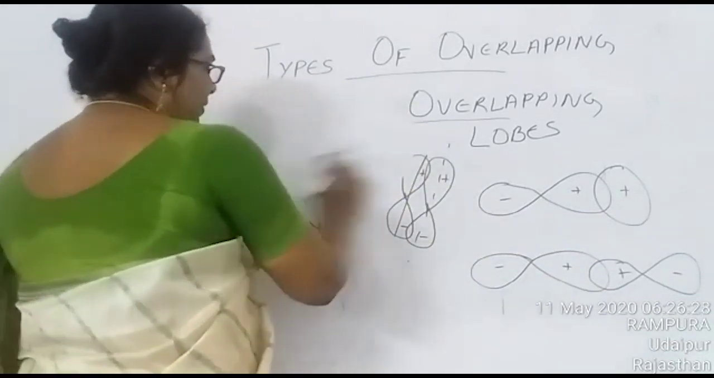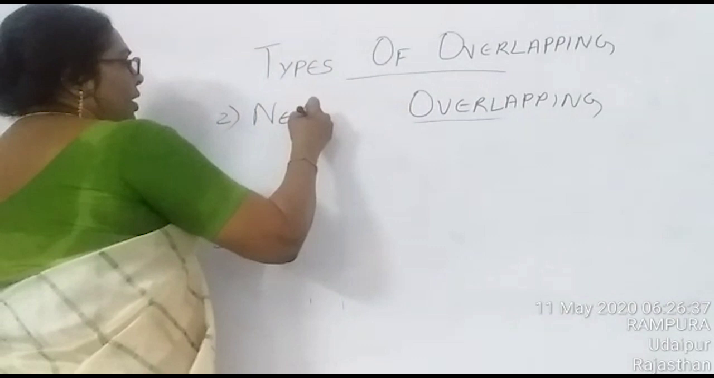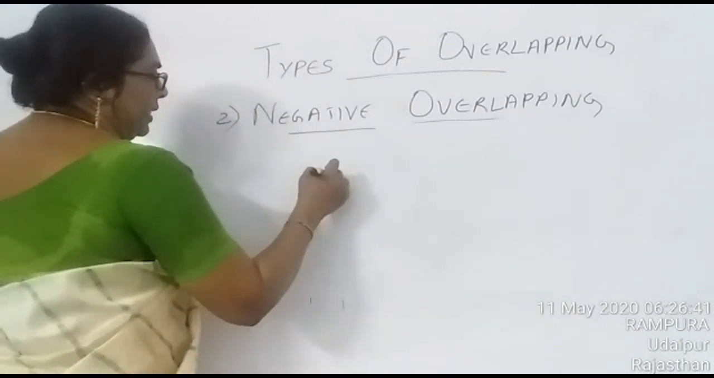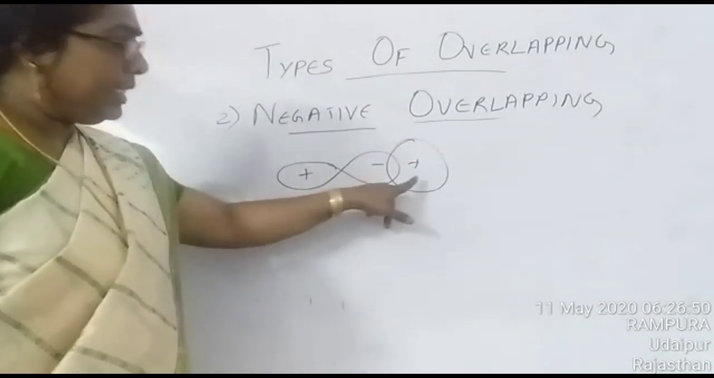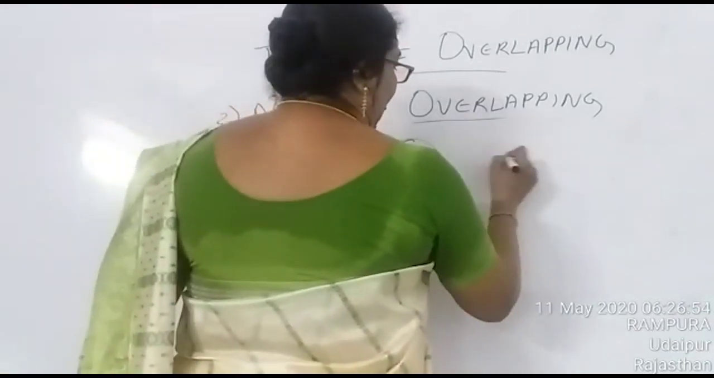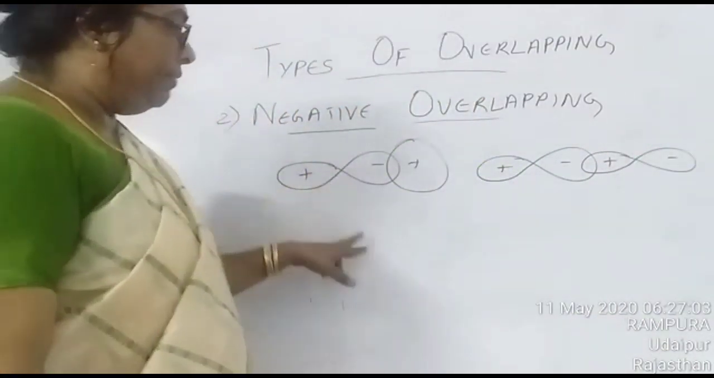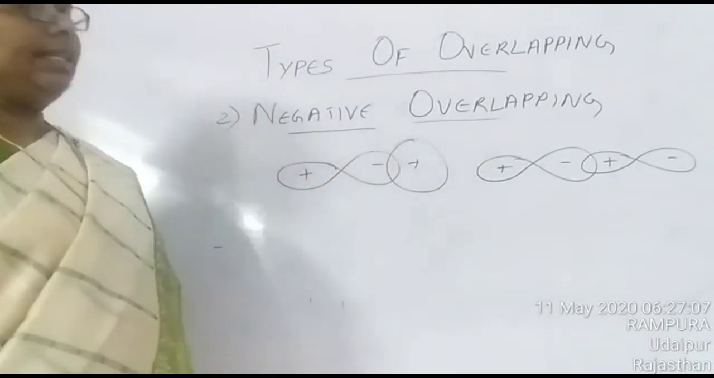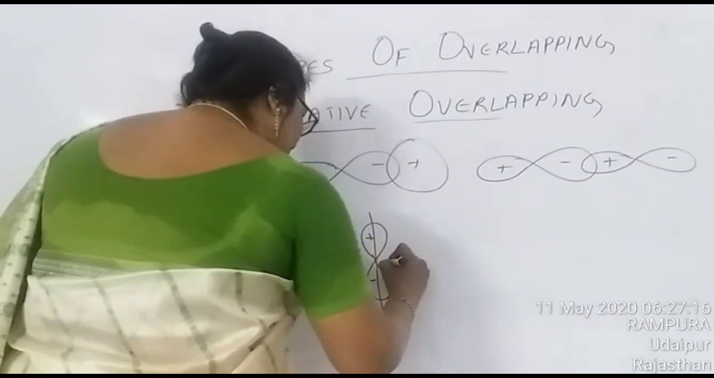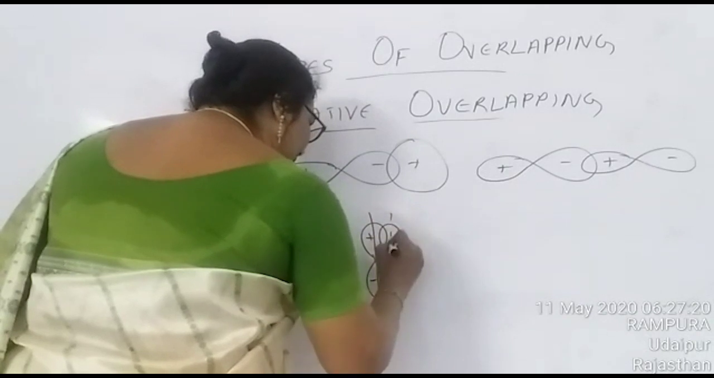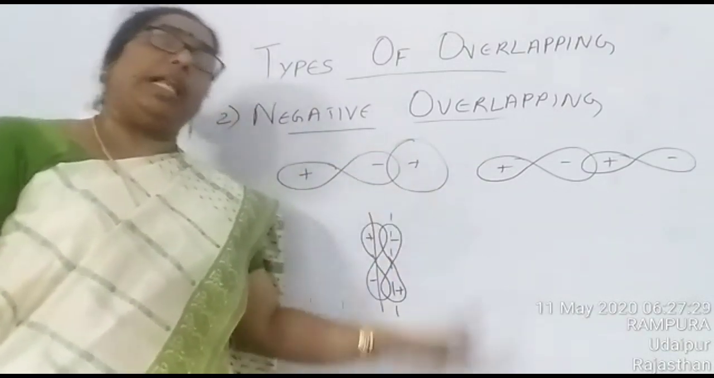Next one we can consider negative overlapping. Negative overlapping means when lobes which have opposite sign interpenetrate. That is, if you just consider here like this, one is negative and the other one is positive. When this type of overlapping takes place, it is termed as negative overlapping. For example, plus minus, and here it will be plus and minus. Here also it can be like this, and again, since they have opposite sign, this overlapping is termed as negative overlapping. Is it clear? So in case of negative overlapping, the lobes will have opposite sign.